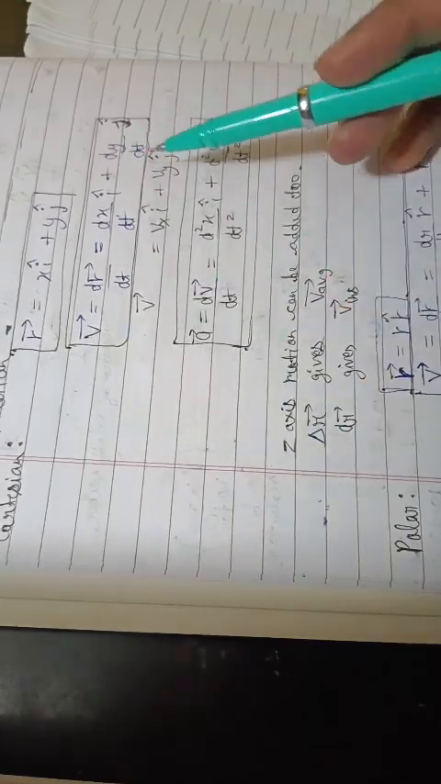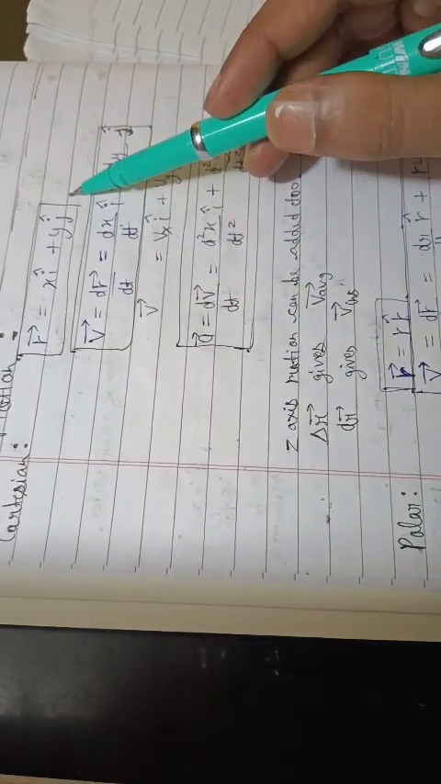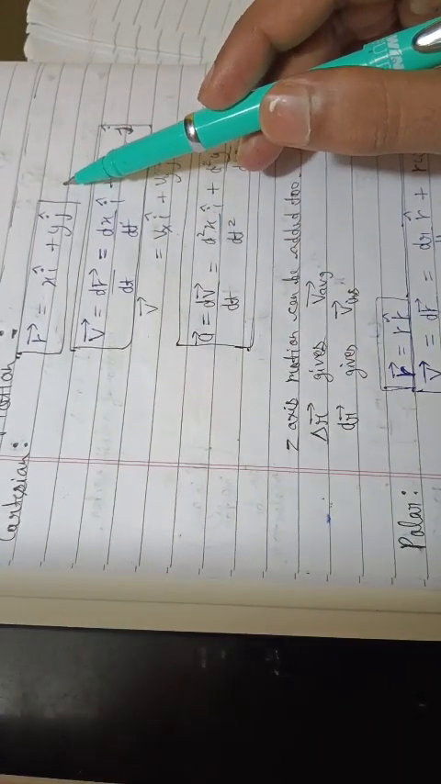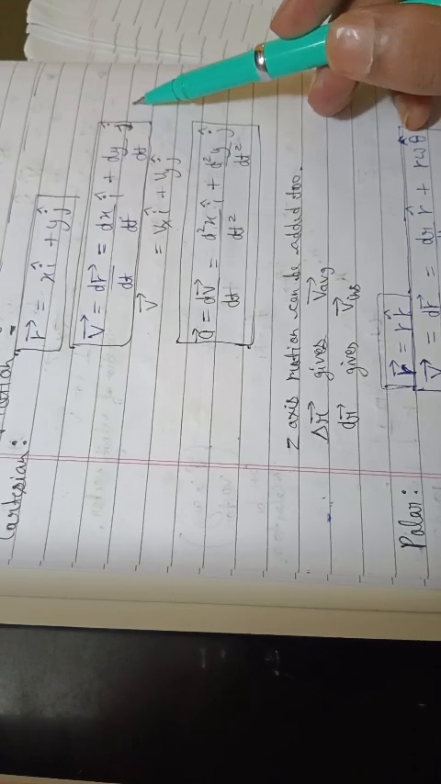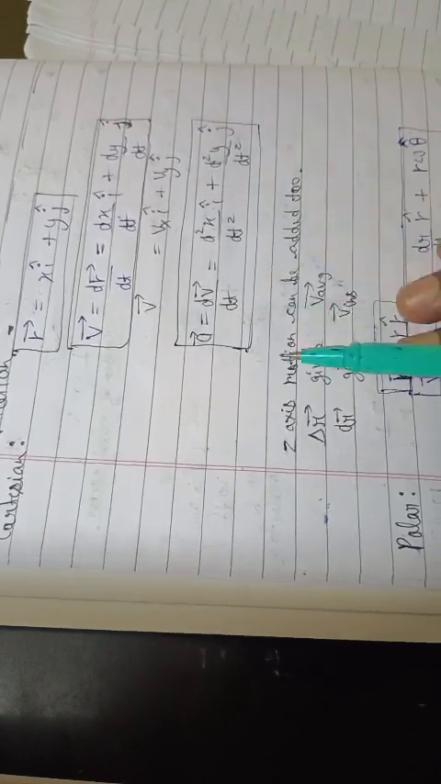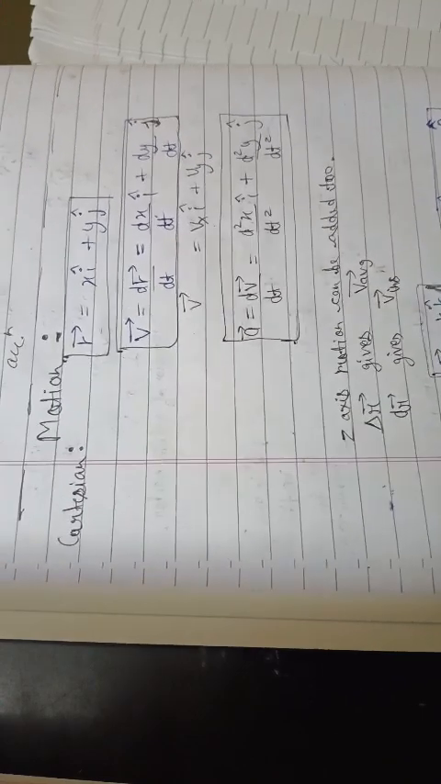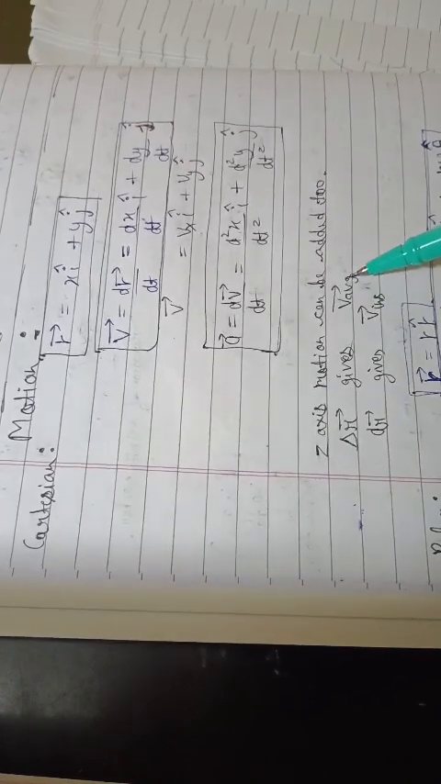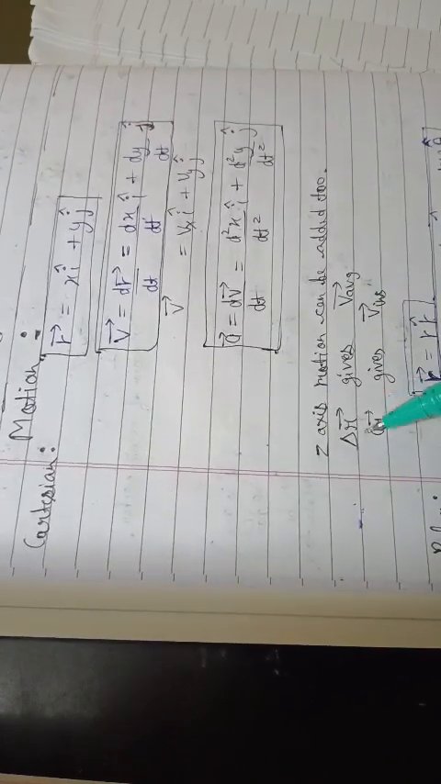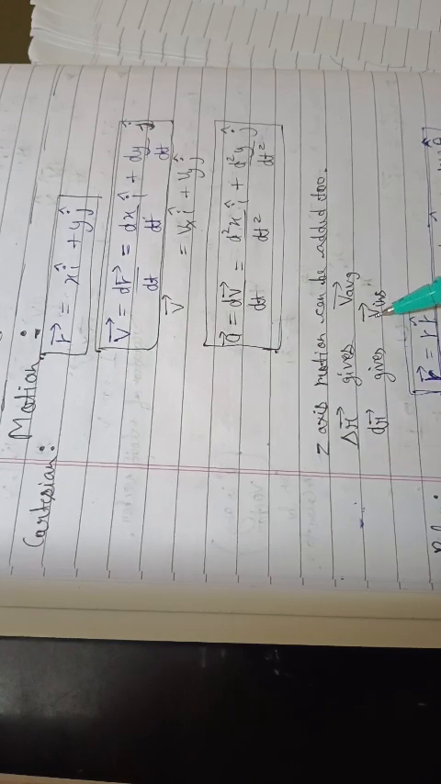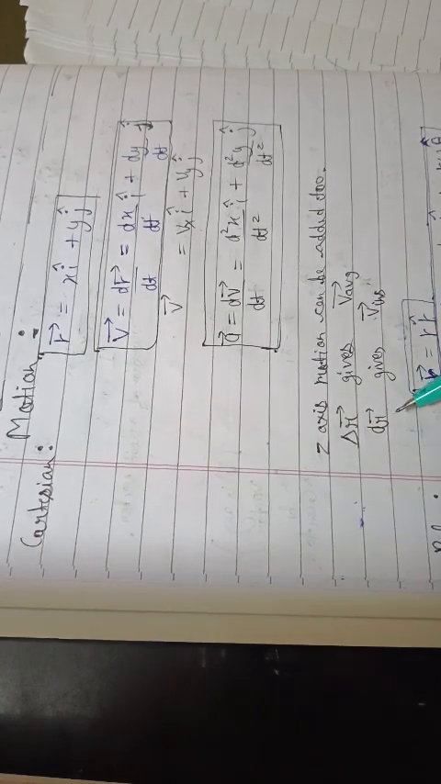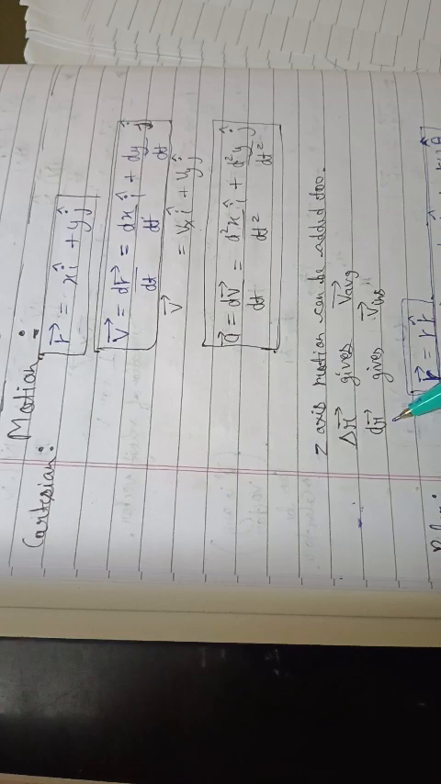Now, if you want 3D motion, you can add the z-axis, like z k cap and dz by dt k cap. Simple as that. Now, if you want to find average velocity, then you need to find the change in position vector. And if you want to find instantaneous velocity, then you need to find dr vector.